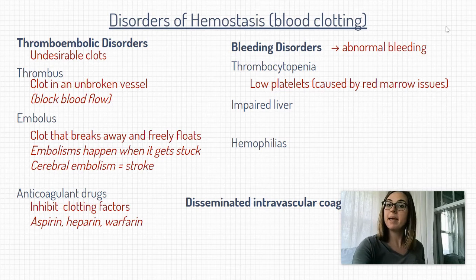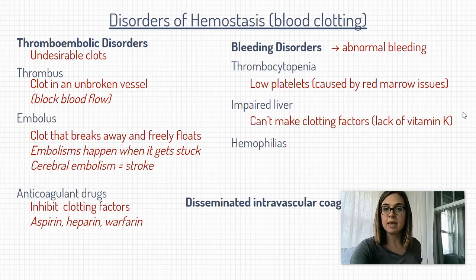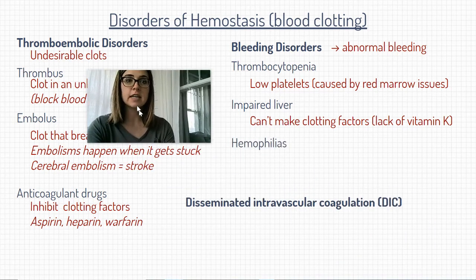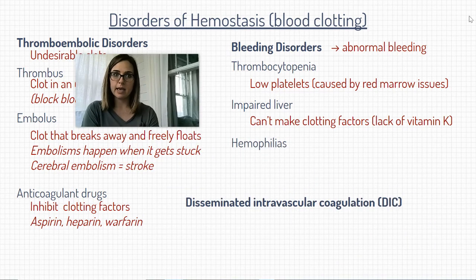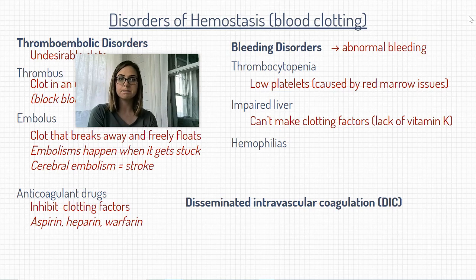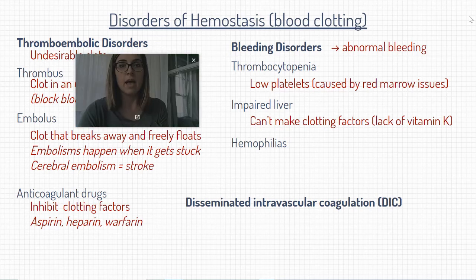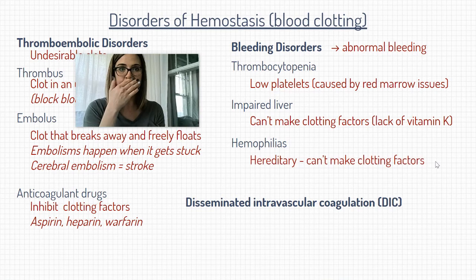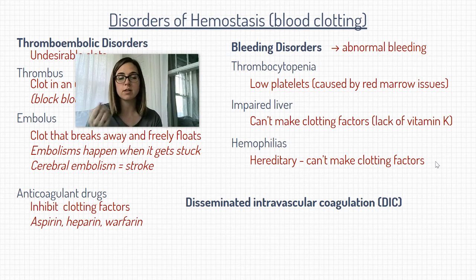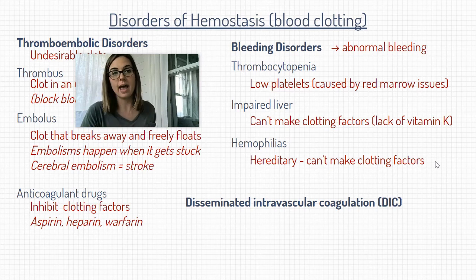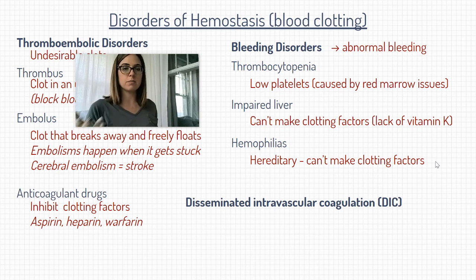Then you have impaired livers. As we mentioned, livers make many of your clotting factors. Oftentimes it's due to a lack of vitamin K. If there is not enough vitamin K in your diet, that can affect your liver, or if the liver isn't functioning as it should, it just doesn't make its clotting factors. And then hemophilias, which perhaps you've heard of before, are a hereditary disease and disorder where you don't have the genes to make all of the clotting factors. Some individuals get transfusions with blood that has the clotting factors, but they have to have those transfusions regularly so that it's in their bloodstream in case of an injury.